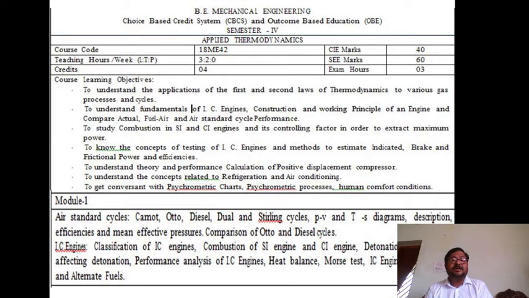And also in the IC engine, classification of IC engines like the internal combustion engine and external combustion engine, and different classifications we are going to study here. And combustion in IC engine and CI engine, detonation, effect of detonation, performance analysis of IC engine, heat balance sheet, Morse test, and IC engine alternate fuels. Like this, in the first module you are going to study the different things of air standard cycle and IC engines.